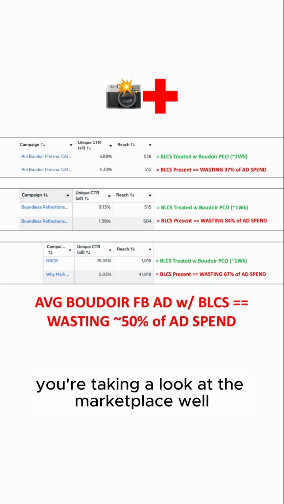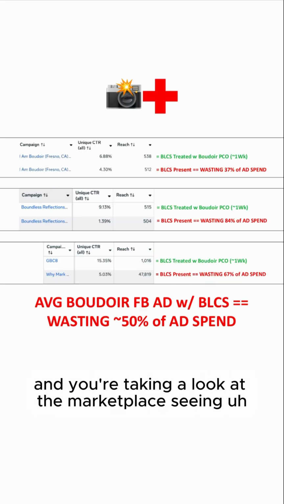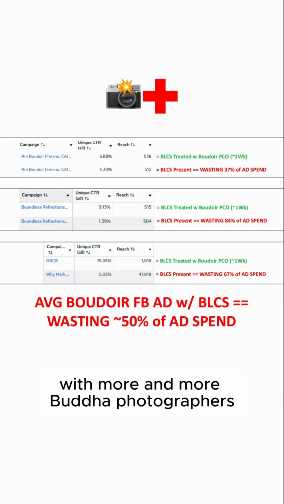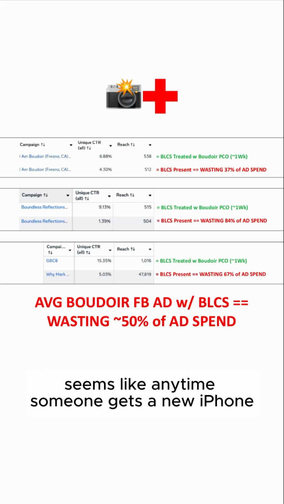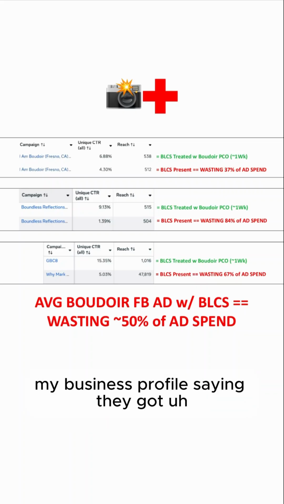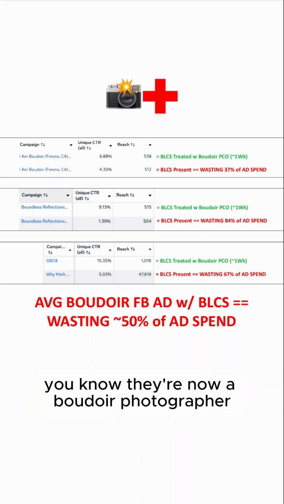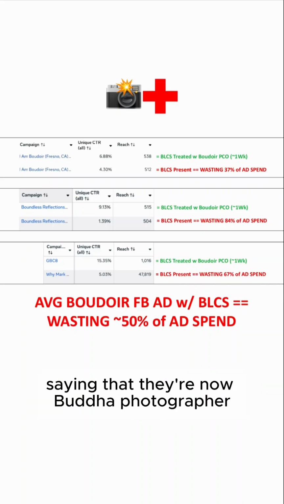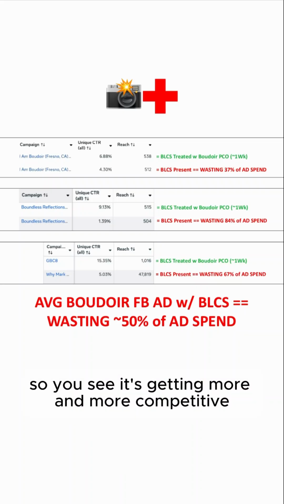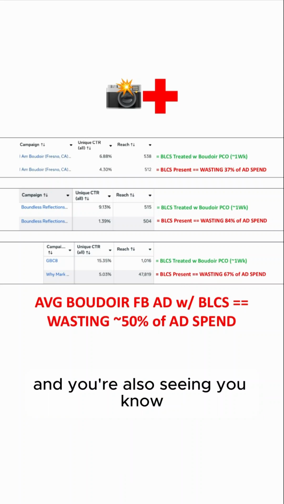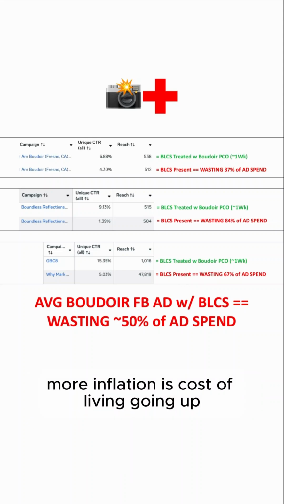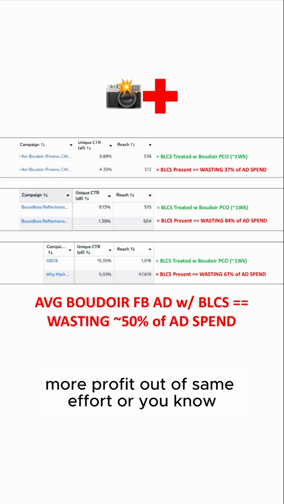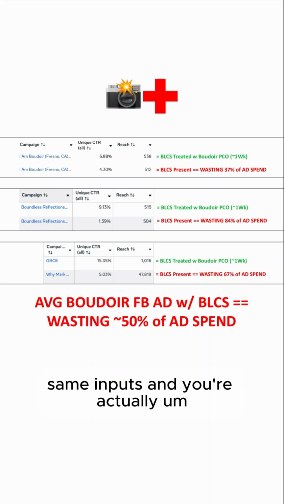and you're taking a look at the marketplace. Well, you're spending more than 10 grand a month on Boudoir Facebook ads, and you're seeing the marketplace become more and more saturated with more and more boudoir photographers day after day. Seems like anytime someone gets a new iPhone, they throw up their Google My Business profile saying they're now a boudoir photographer. And anytime someone gets a new camera, they're posting in the mom group saying they're now a boudoir photographer and offering sessions. So you see it's getting more and more competitive. And you're also seeing more inflation, cost of living going up. And so you've been optimizing other parts of the business, pulling more profit out of the same effort or same inputs.